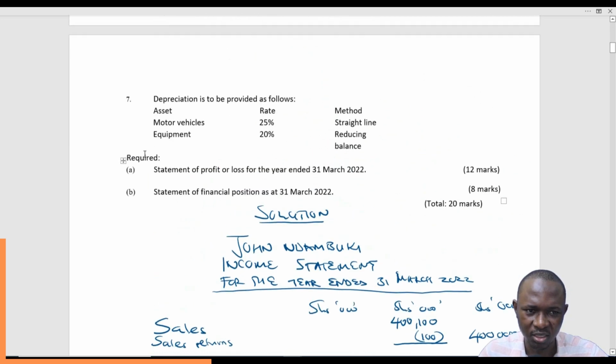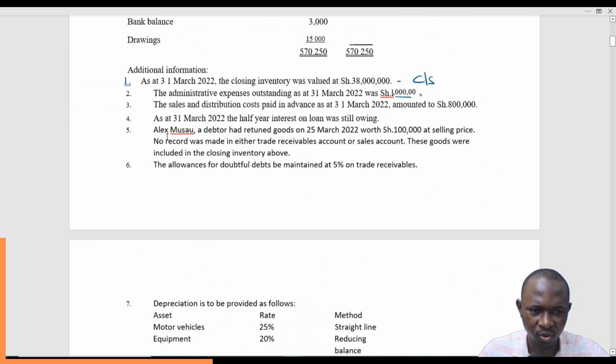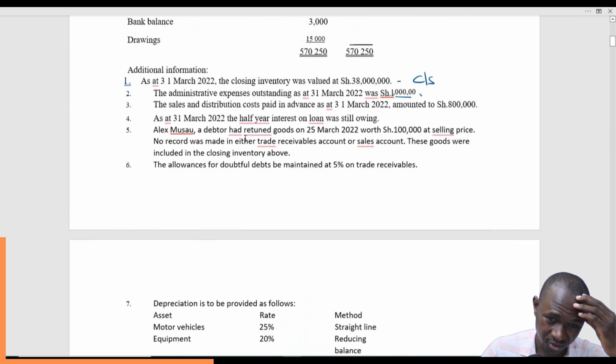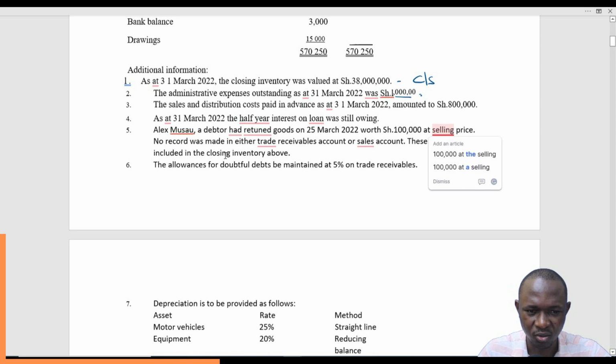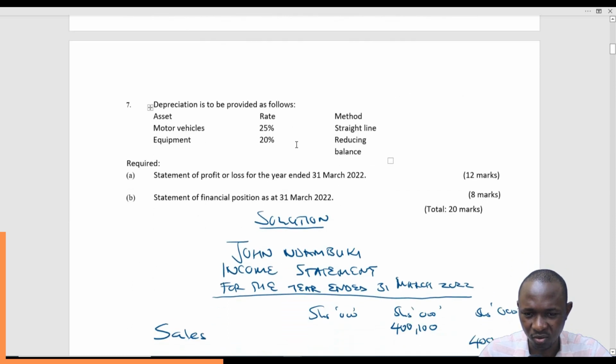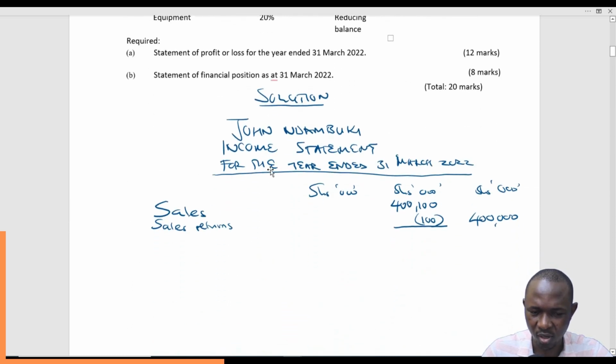Now that is the net sales. The 100 is from note 5, where Alex Musau returned goods on 25th worth 100,000. Now remember, these zeros are not restricted, so we have to restrict the zeros. So it's the equivalent of 100 at selling price. No record was made in either trade receivables or a sales account. So we are returning them back. We have to reduce the sales by 100. That's how we go about it.